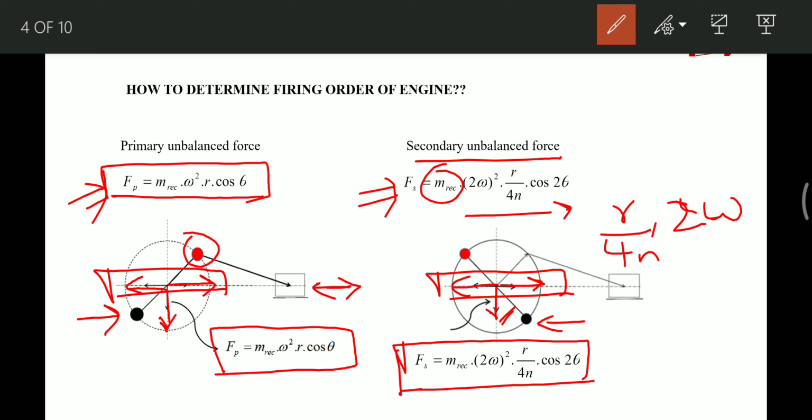Partial balancing means the counter mass which is placed for the balancing is not the full mass, but a fraction of the reciprocating mass. So the value of c should be less than 1. This kind of balancing is used only for small engines.